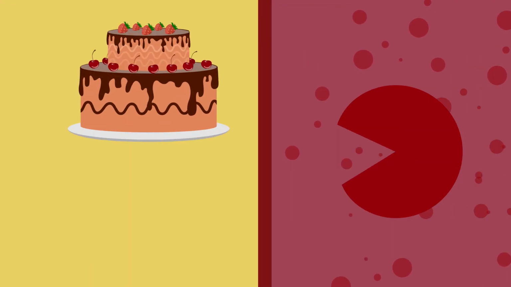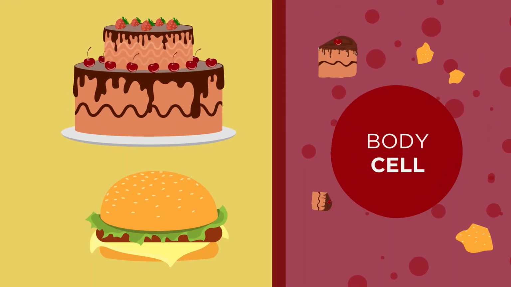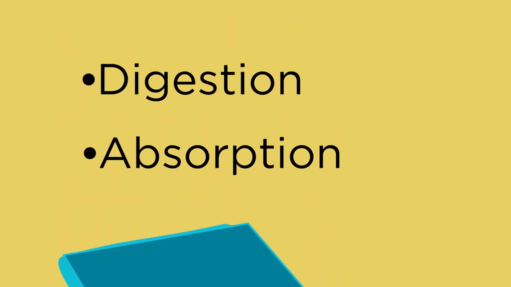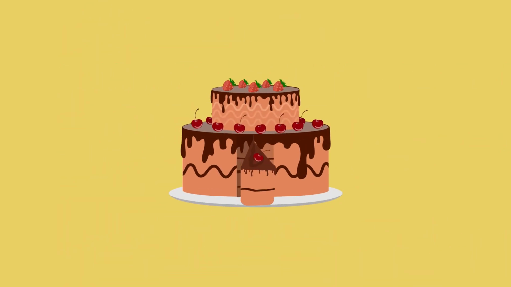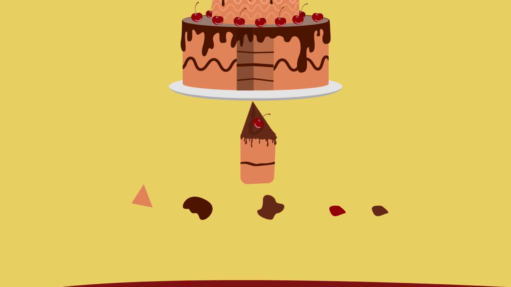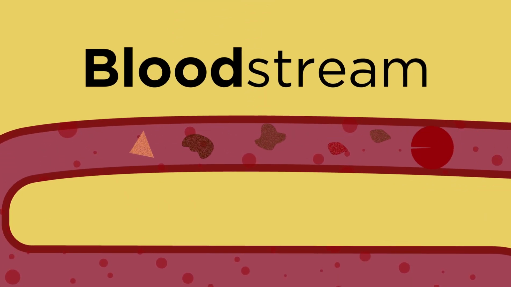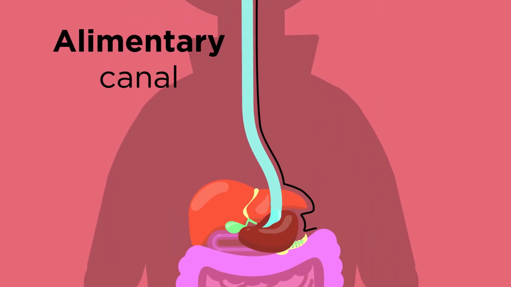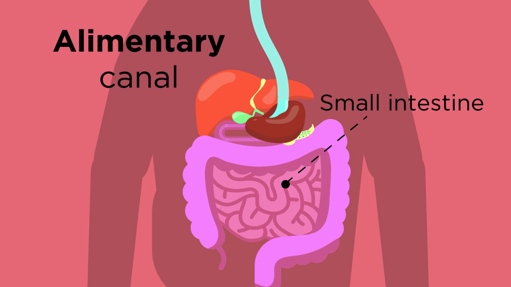We don't have chunks of cake or bits of burger floating around our bloodstream. So how do we get the energy from our food to our cells? Two things have to happen before we can make use of our lunch. It needs to be broken down into smaller pieces, or digested, and then it needs to be absorbed into the bloodstream. Digestion takes place in lots of places along the alimentary canal, and absorption happens in the small intestine, which is found just after the stomach along the length of the digestive system.